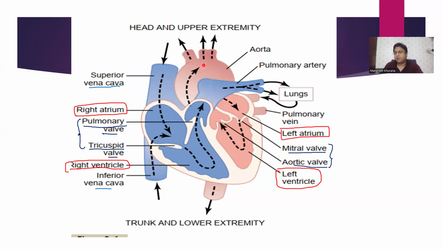Now from this aorta, the blood is pumped to the upper head and upper extremity, as well as to the trunk and lower extremity. And again, the cycle is repeated. The blood goes to the entire body, the oxygen is taken out of the blood, then the deoxygenated blood comes back again to the right atrium, from the right atrium to the right ventricle, from the right ventricle to the lungs through the pulmonary artery. From the lungs, the oxygenated blood comes through the pulmonary vein to the left atrium, from the left atrium to the left ventricle, from the left ventricle via the aorta to the entire body.